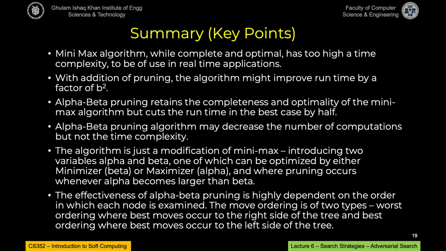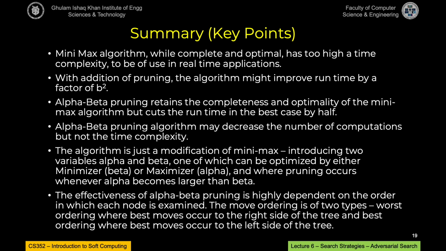The algorithm is just a modification of Minimax. It introduces two variables alpha and beta, one of which can be optimized by either player: in the case of the minimizer it's beta, and in the case of the maximizer it is alpha, and pruning occurs whenever alpha becomes larger than beta. So we need to stop and prune the values at that point and not check the rest of the children at all. The effectiveness of alpha beta pruning is highly dependent on the order in which each node is examined. So the ordering of the children matters.